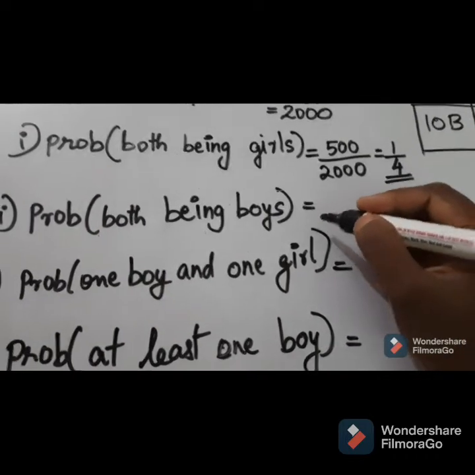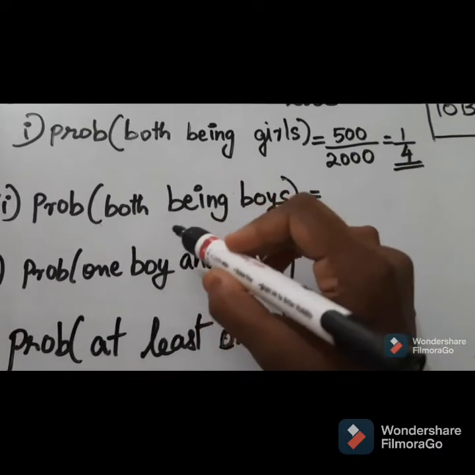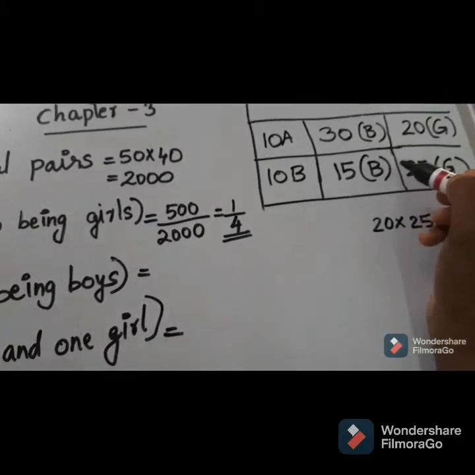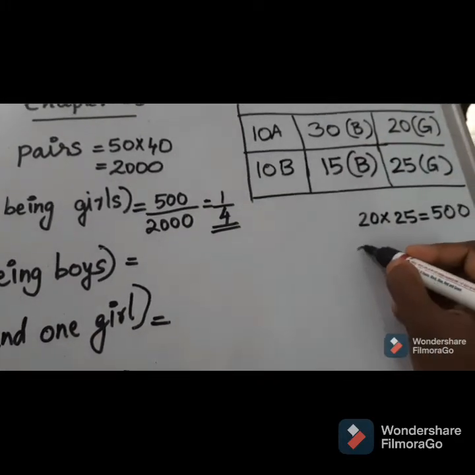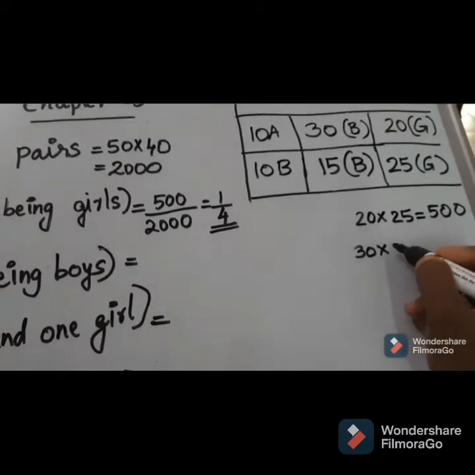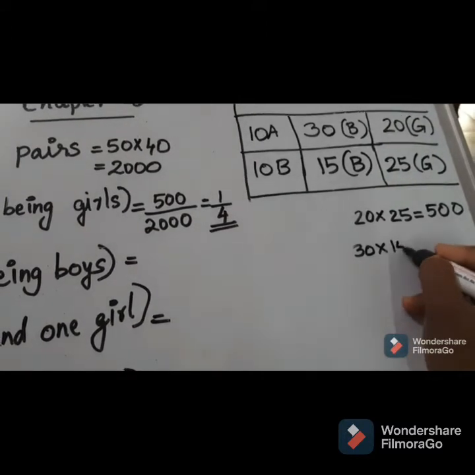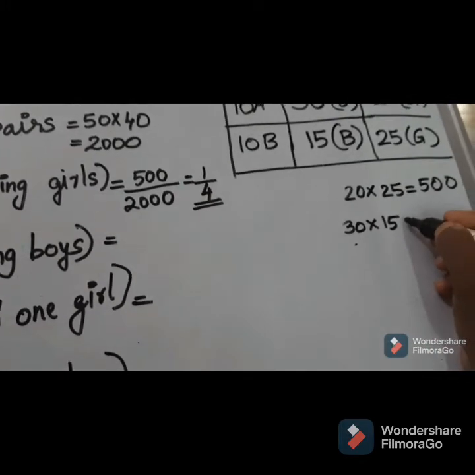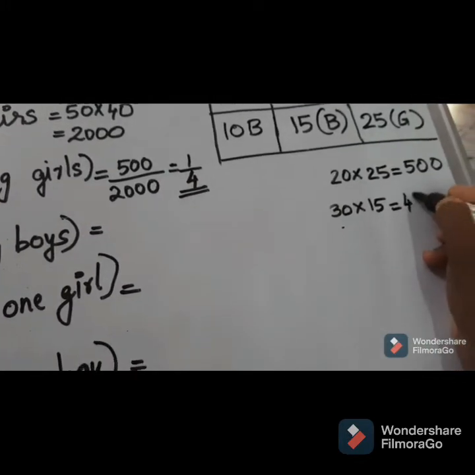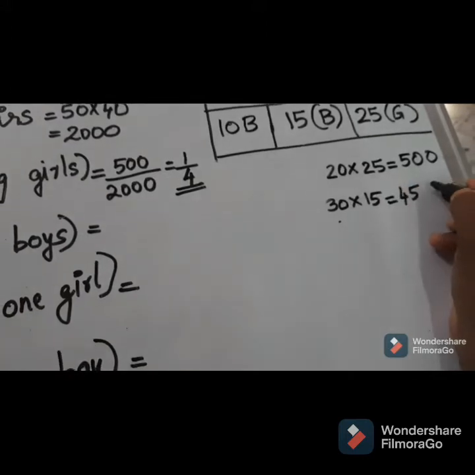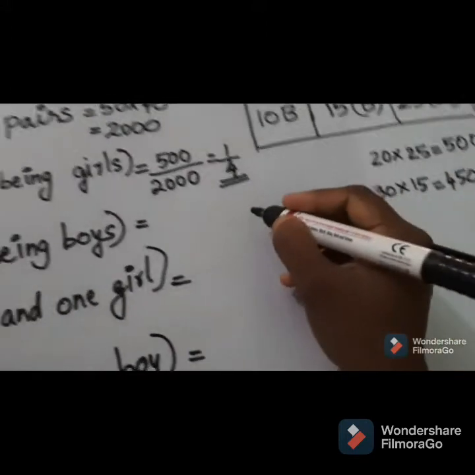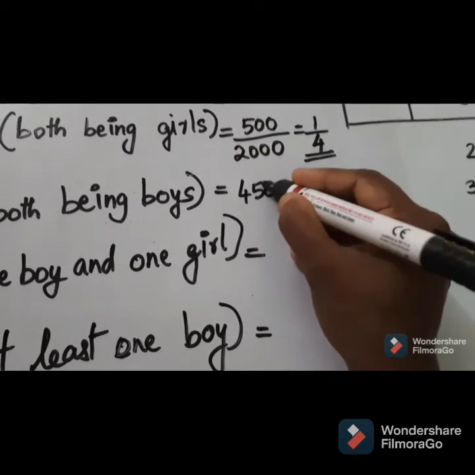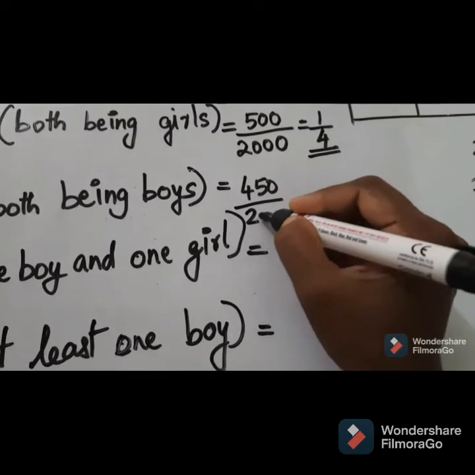Now next is probability of both being boys. Both being boys means here 30 boys, then in 10B it is 15. So 15 into 3, it will come 45. 45, then 1 zero, that is 450. So we can write 450 divided by 2000.